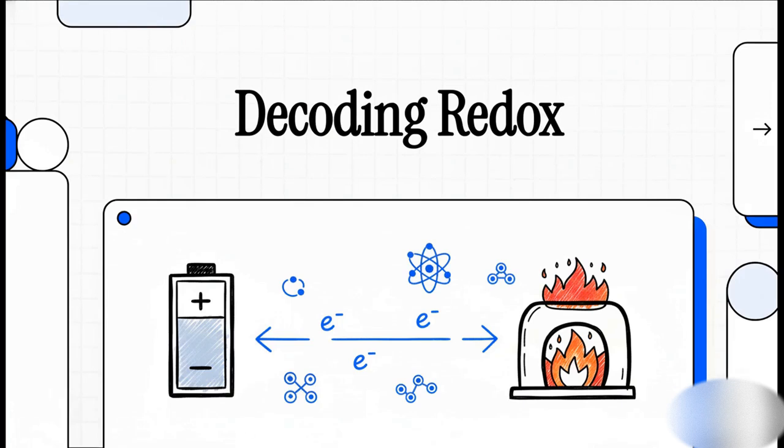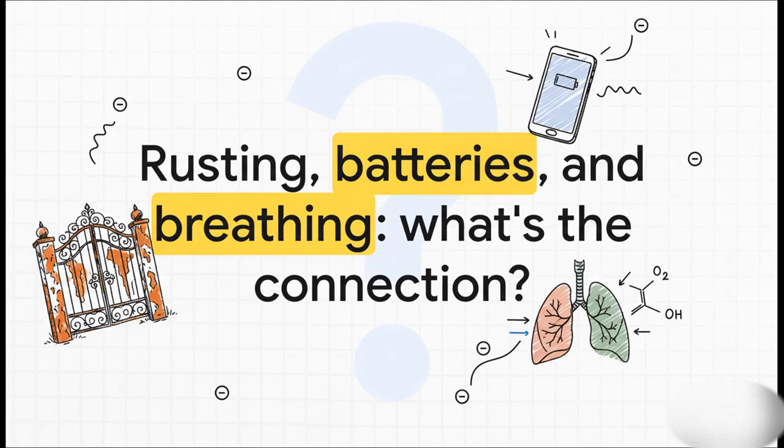All right, let's dive in. Today, we're going to decode a fundamental chemical process that's happening literally all around you right now, even if you can't see it. It powers our world, from the tiniest battery to the biggest industrial furnace. We're talking about redox. So think about it for a second. What on earth could a rusty car, the battery powering your phone, and the very air you're breathing possibly have in common? Well, they all run on the exact same type of chemical reaction. And the answer, of course, is redox. By the end of this, you'll see exactly how they're all connected.